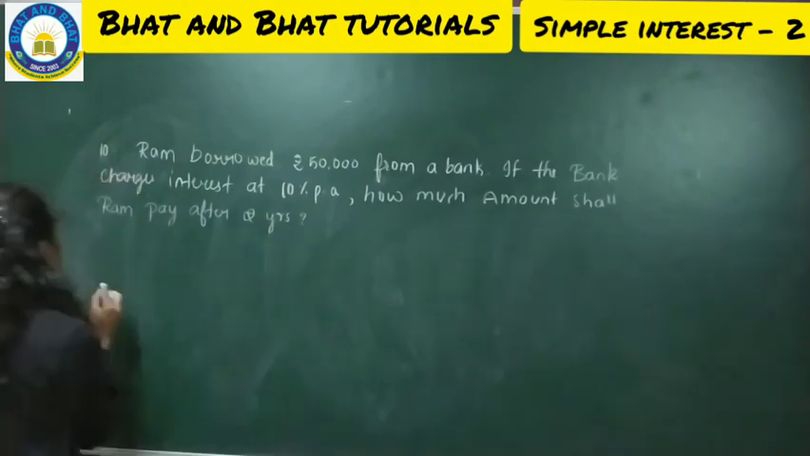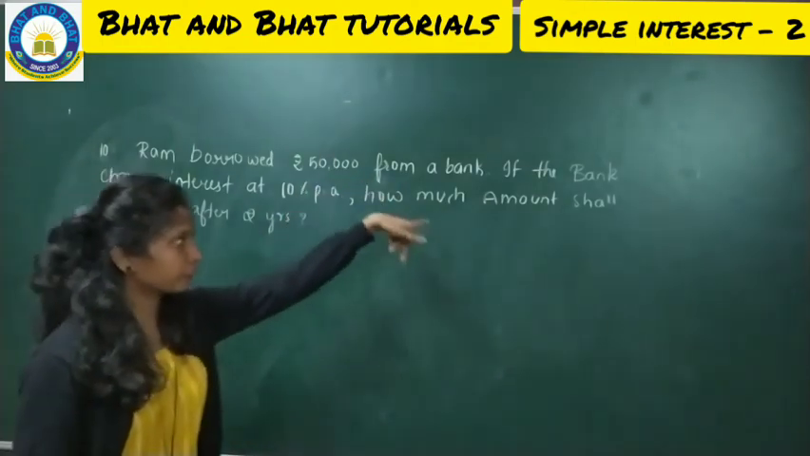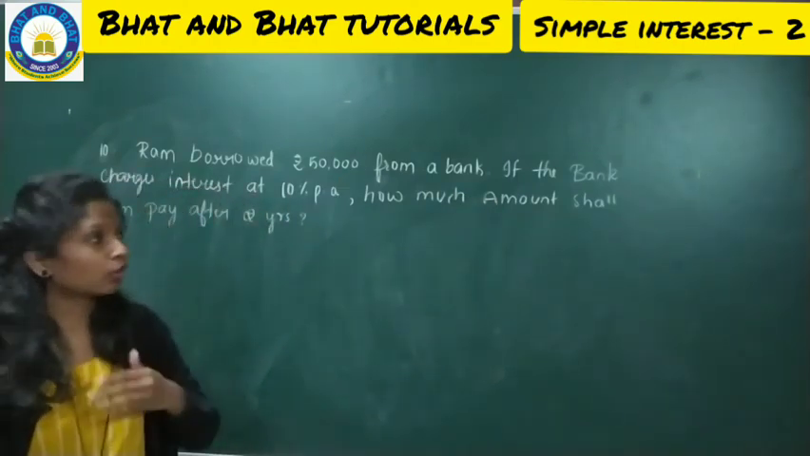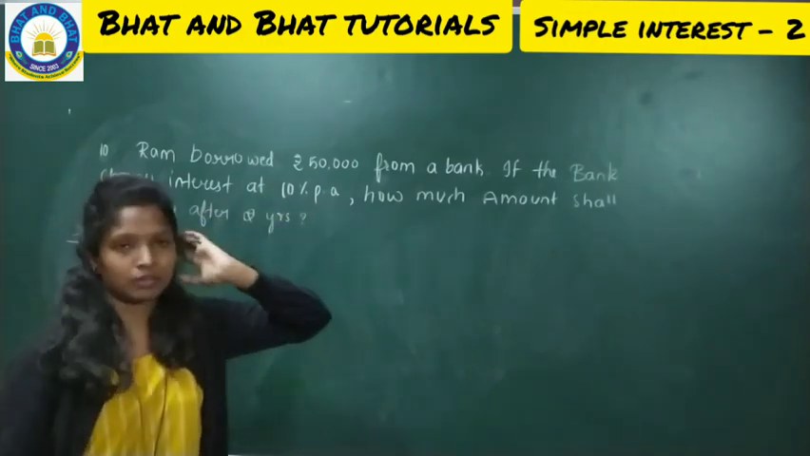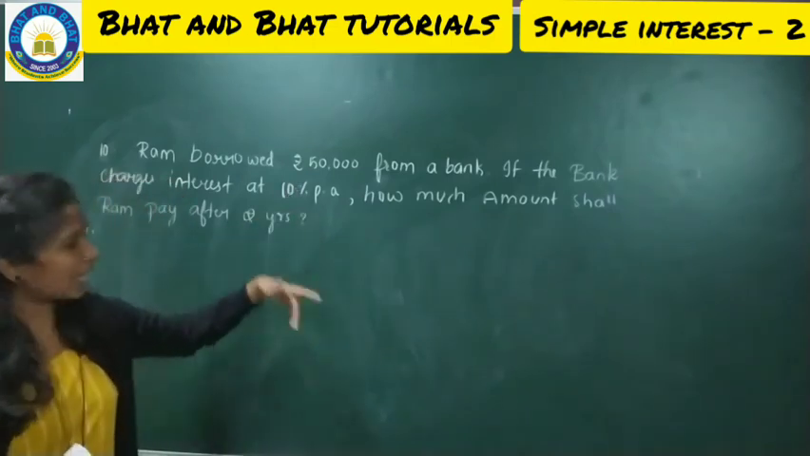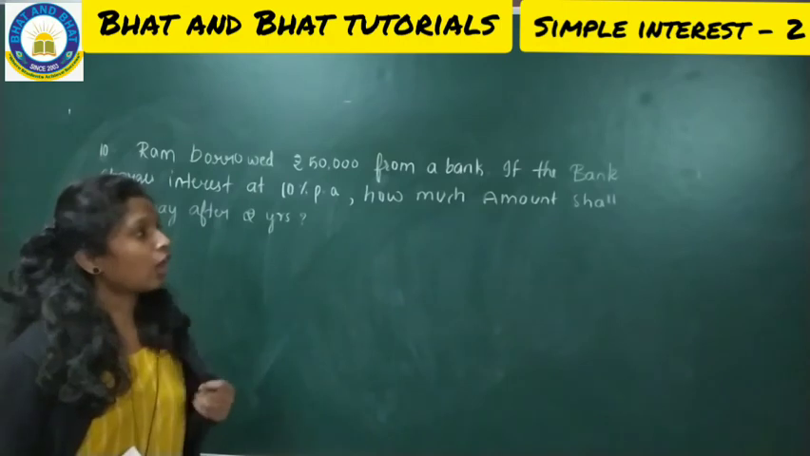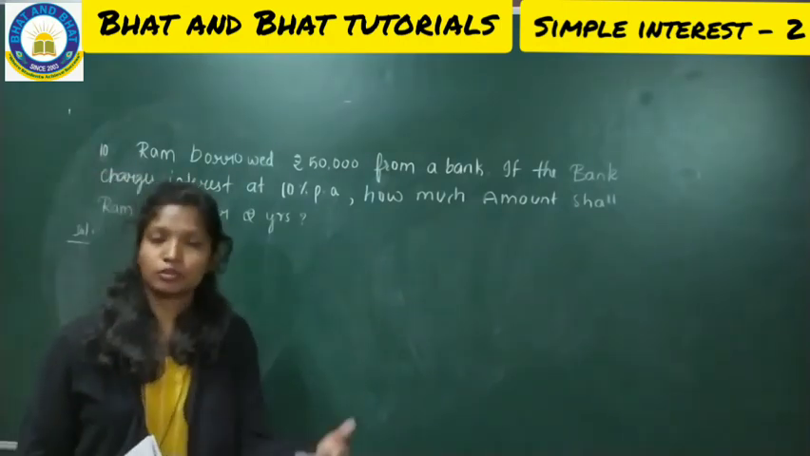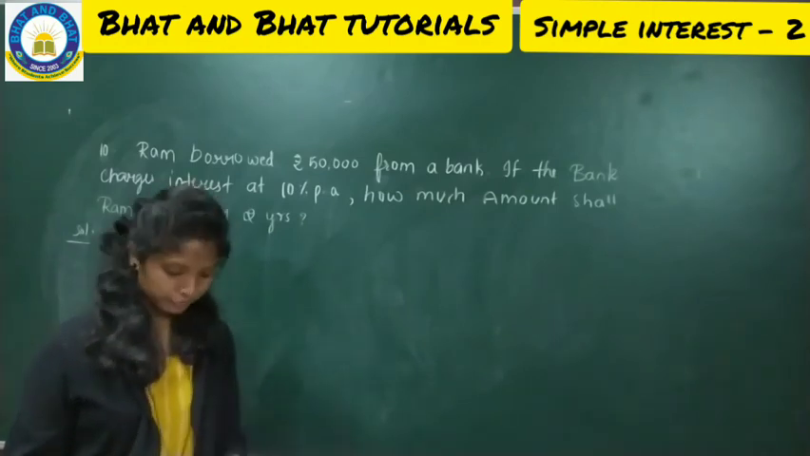So this is your question. Have a look into the question once. Ram has borrowed 50,000 from the bank. Bank is the lender, Ram is the borrower. If the bank charges interest 10% per annum. So whatever Ram has borrowed, 50,000, on that the bank is charging 10% per annum, and you have to see how much amount Ram will pay after 2 years. After 2 years, how much amount Ram will be paying, you have to find it out.